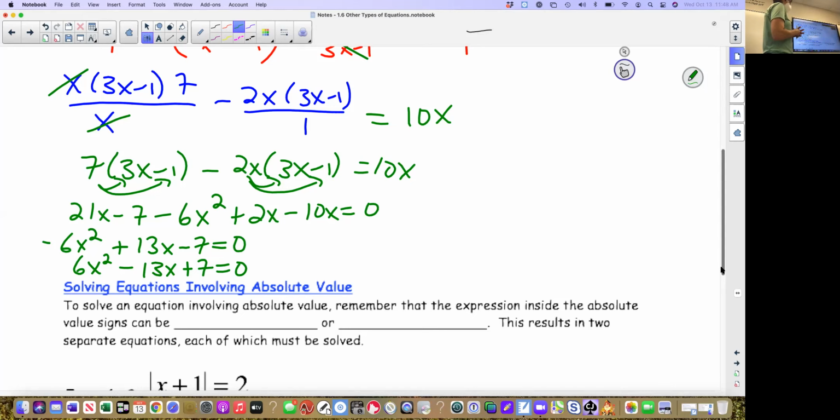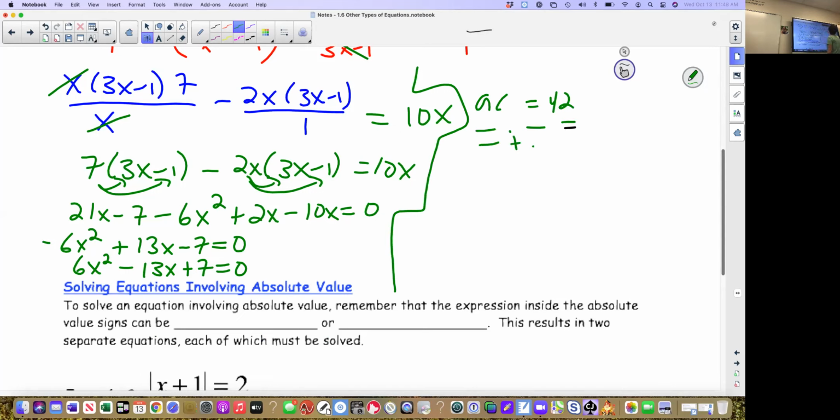How would you like to factor this? Let's AC it. So AC is equal to 42. We need two numbers that multiply to 42 and add to negative 13: negative 6 and negative 7. Okay, so we're going to rewrite this as 6x squared minus 6x minus 7x plus 7.